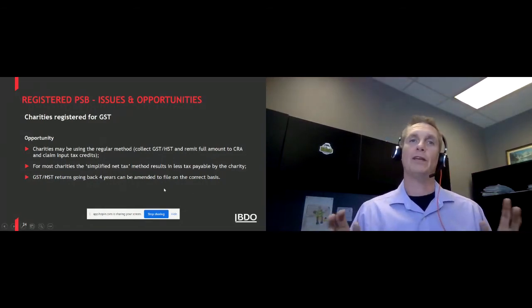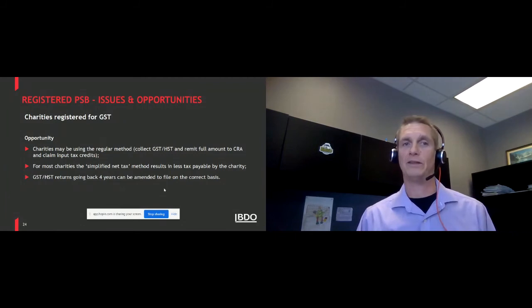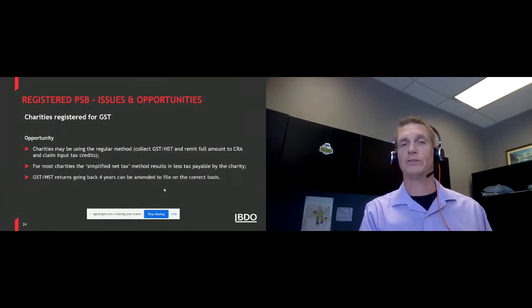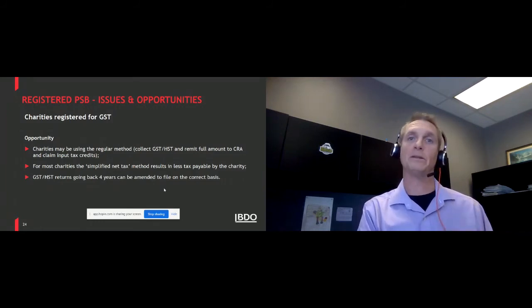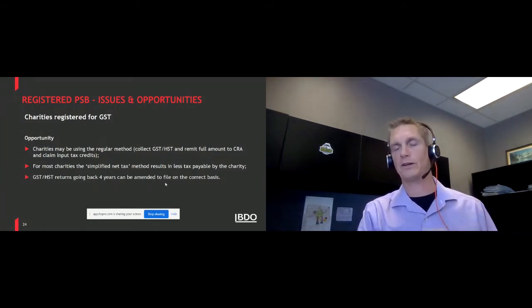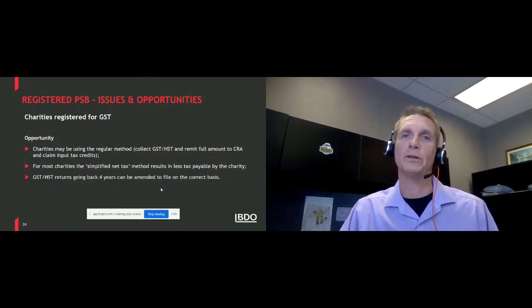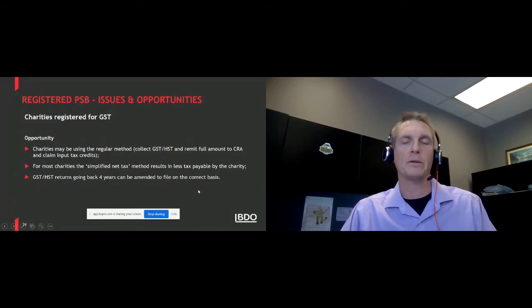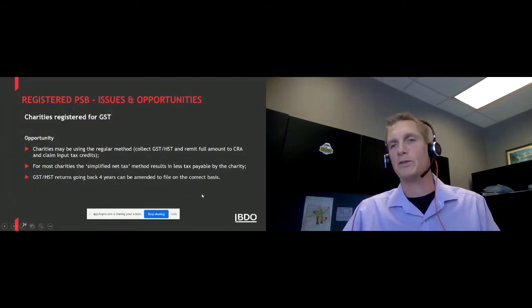Now, if your charity isn't using this method and you were required to, you're actually able to go back for the last 4 years of returns and file an amendment to the return and ask them to apply the correct filing method. And quite often what you find is that it results in quite a bit of a refund coming back to the organization. So it could be a good opportunity for a lot of charities.